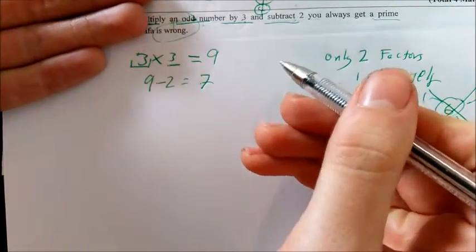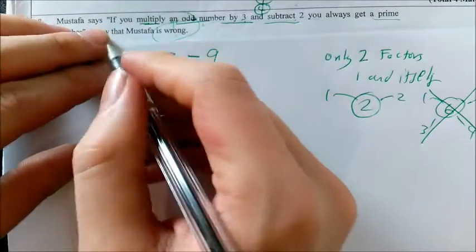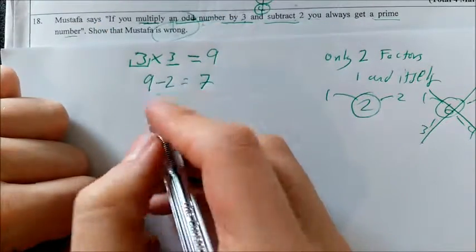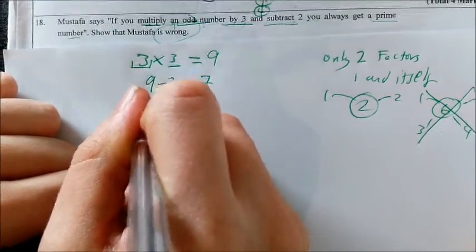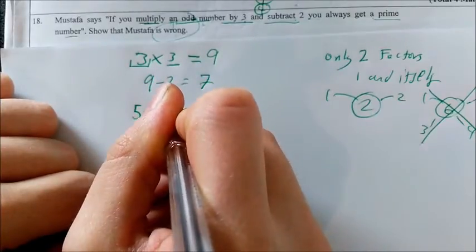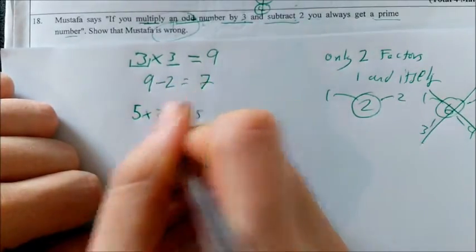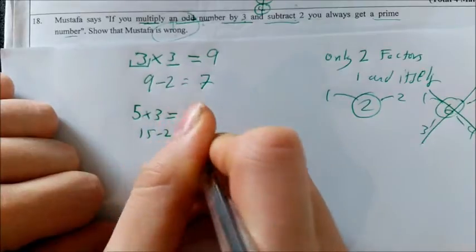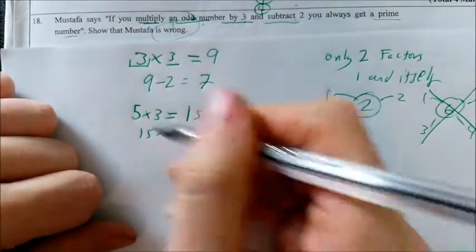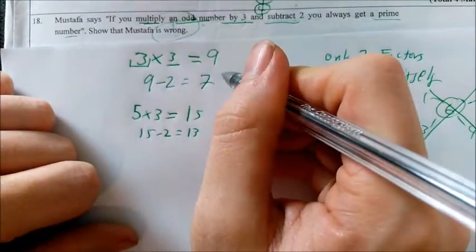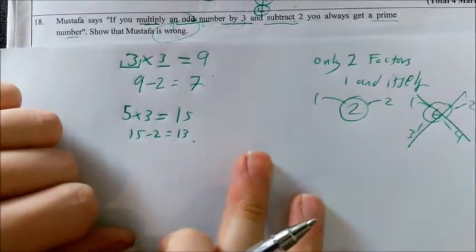7 is a prime number. So I just need to keep going because I know Mustafa is wrong because the question's told me he is wrong. So I'm going to do 5 times 3 equals 15. 15 take away 2 equals 13. That's also a prime number. So Mustafa's right, still Mustafa's right according to this one.